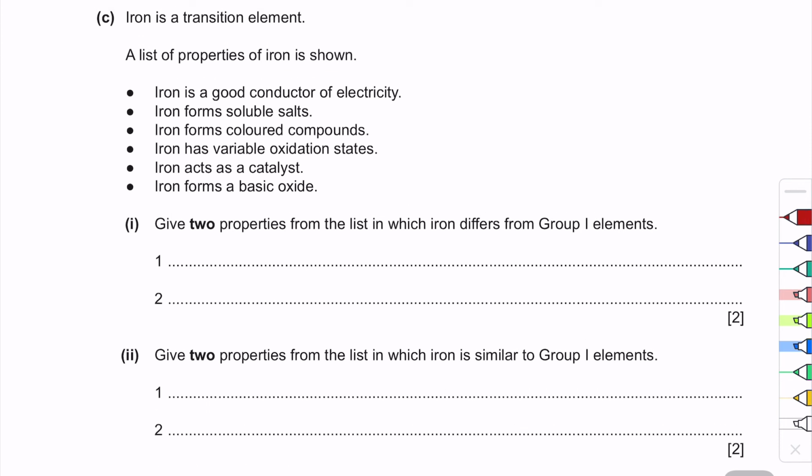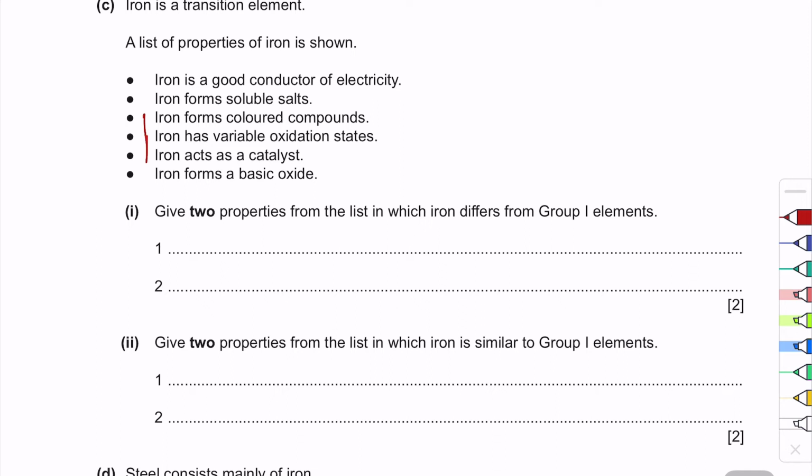Iron is a transition element. The properties are shown. Give 2 properties from the list in which iron differs from group 1 elements. So let's see. Good conductor, group 1 can also be a good conductor. Soluble salt, group 1 is also soluble. Colored compound, that is showing it's different. Variable oxidation state, catalyst, these 3. Any of these 3, you can just put them here. Give 2 properties which are similar. So obviously the other 3. It is a basic oxide, or conductor, or soluble salt. So the other 3, you can mention this one or this one over here.